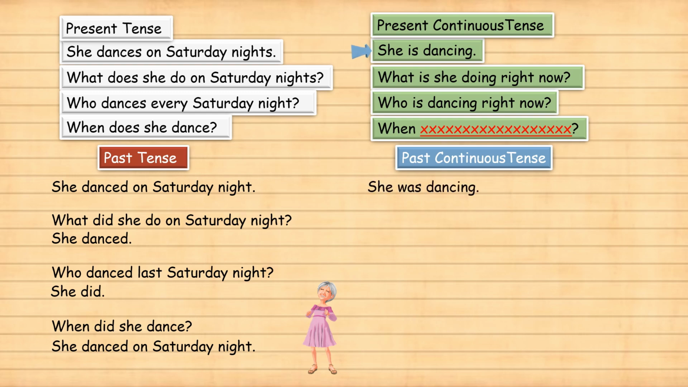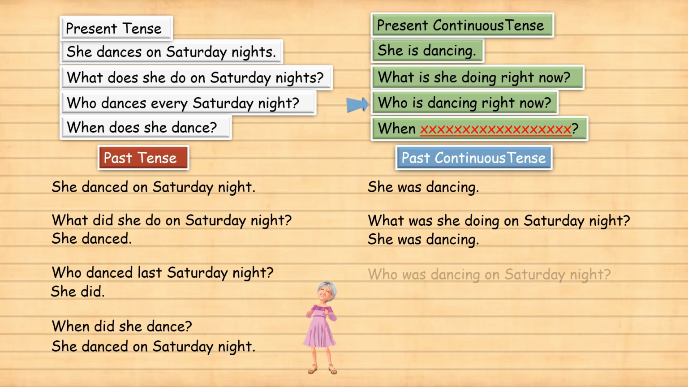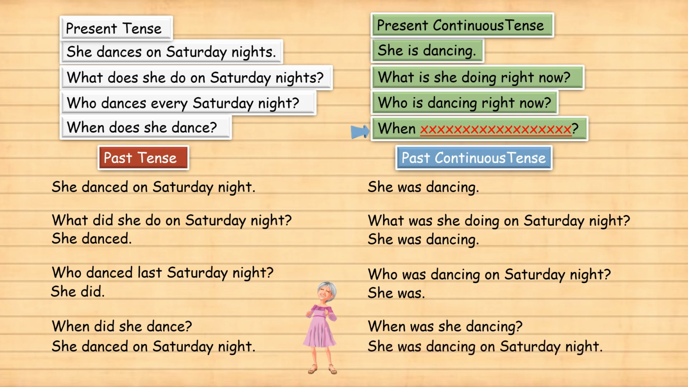She was dancing. What was she doing on Saturday night? She was dancing. Who was dancing on Saturday night? She was. When was she dancing? She was dancing on Saturday night.